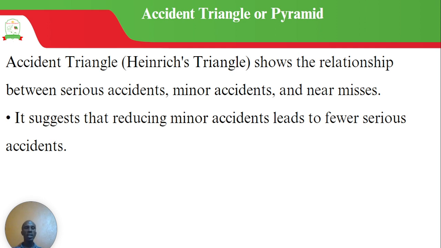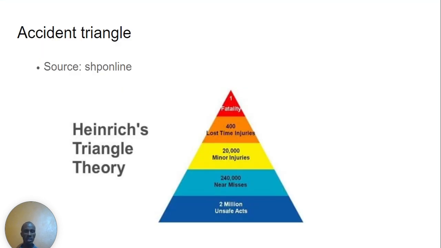Then we have another theory that is called the accident triangle or pyramid. And it was also put across by Heinrich, the one that gave us the domino theory. And it shows the relationship between serious accidents, minor accidents, and near misses. So the whole concept of this accident triangle is to show you that at the base, you have a lot of cases of those minor acts or minor injuries. But at the top, you have fatalities or deaths that can arise from these accidents.